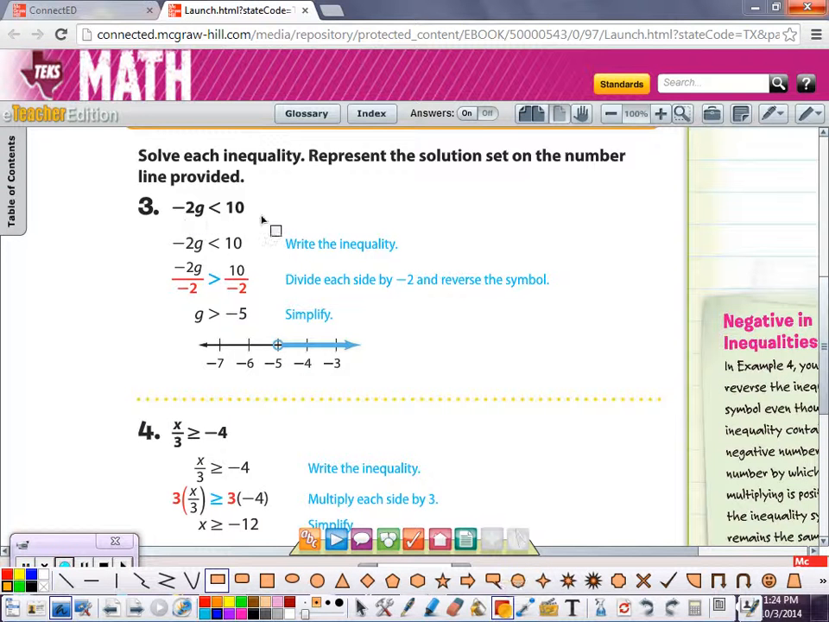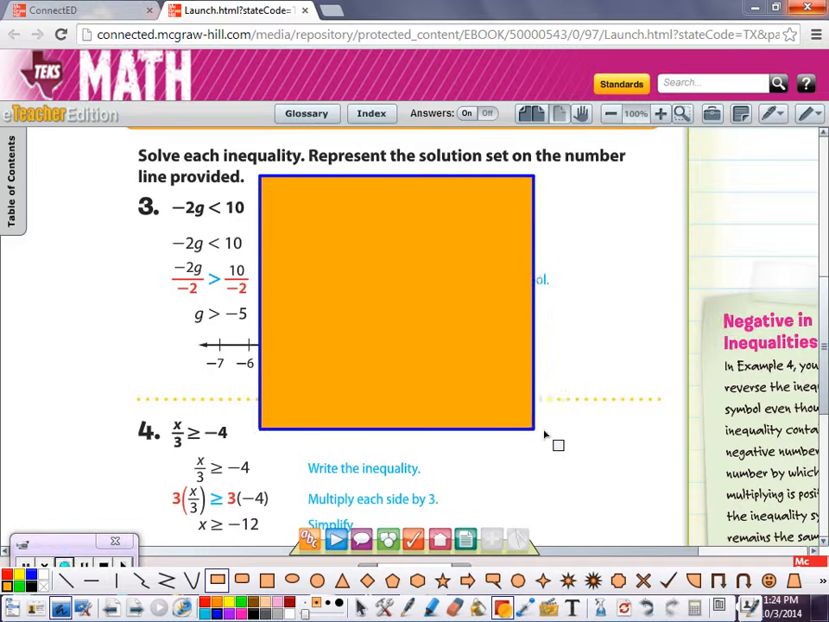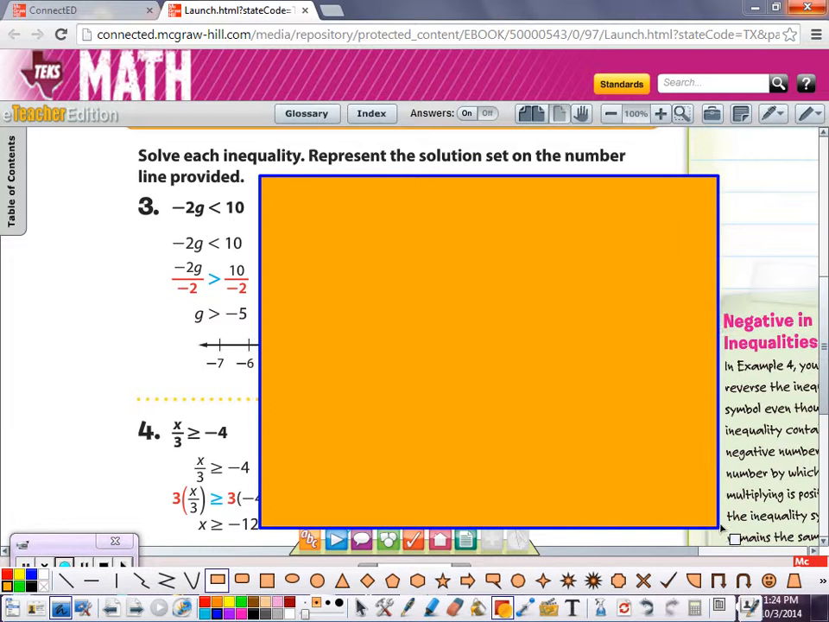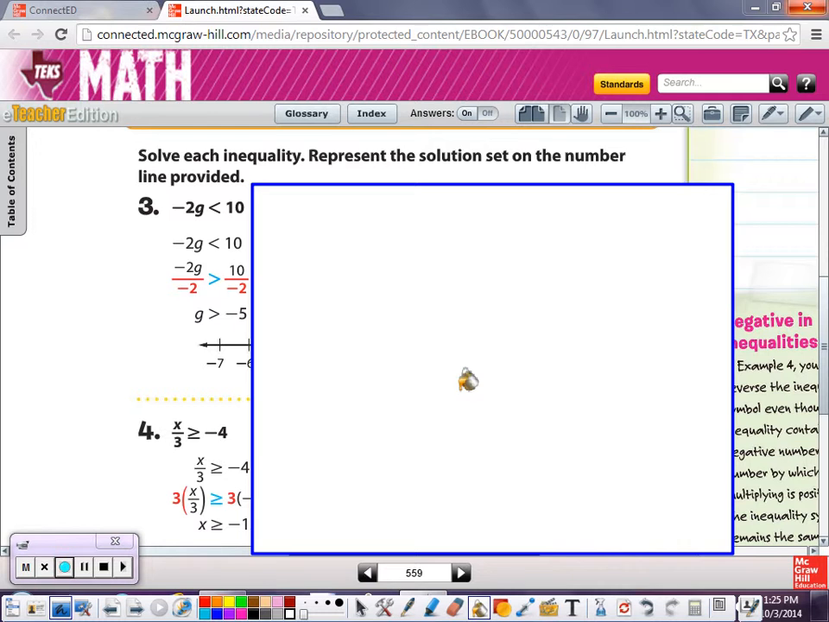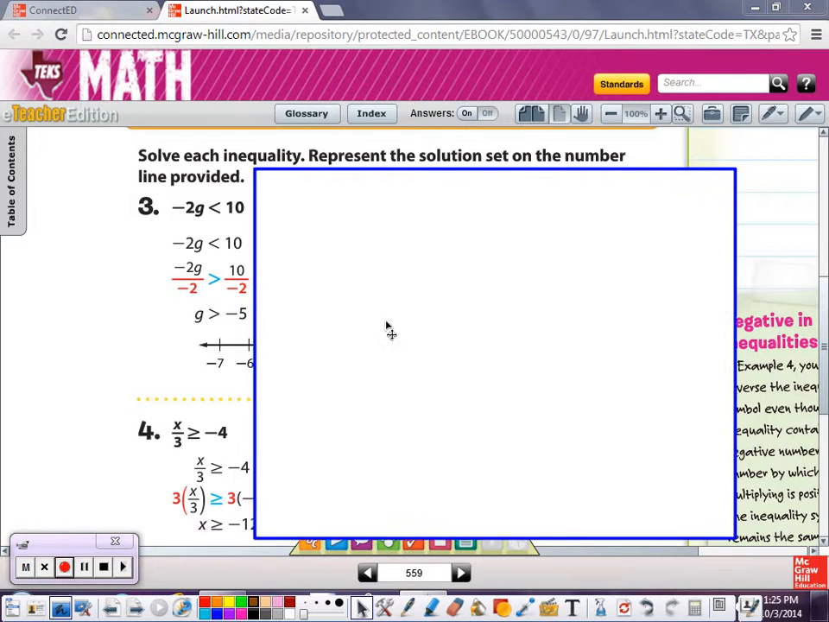2g is less than 10. I'm going to make a little field here for myself to write and do work on. And clean it up, adjust the location, and we'll get right to work. So our instructions are as follows. Solve each inequality, represent the solution set on the number line provided. Here's our inequality. Negative 2g is less than 10. So first step is always to rewrite your problem. Negative 2g, excuse me, is less than 10.